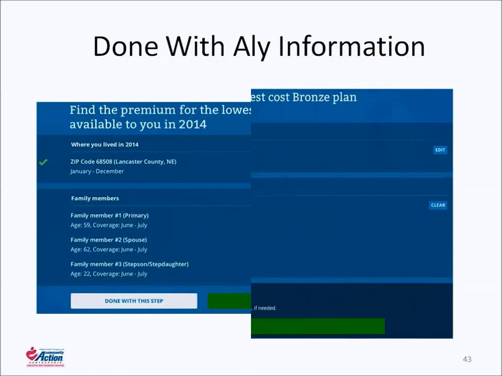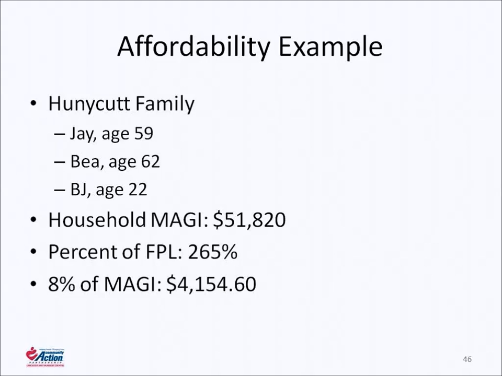And then we still need to add a family member. We click on Add Another One, or we're done with this step, which we are, and you get to verify the family information, the location, and once again, you can edit the location or clear the family. We're going to click on Continue, and this is the display that you see.